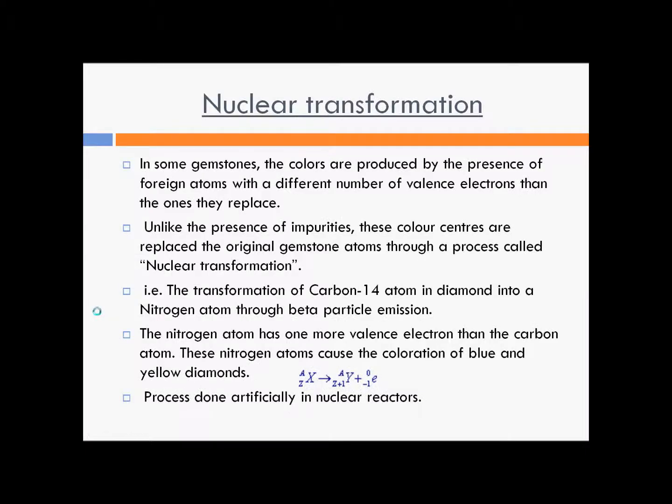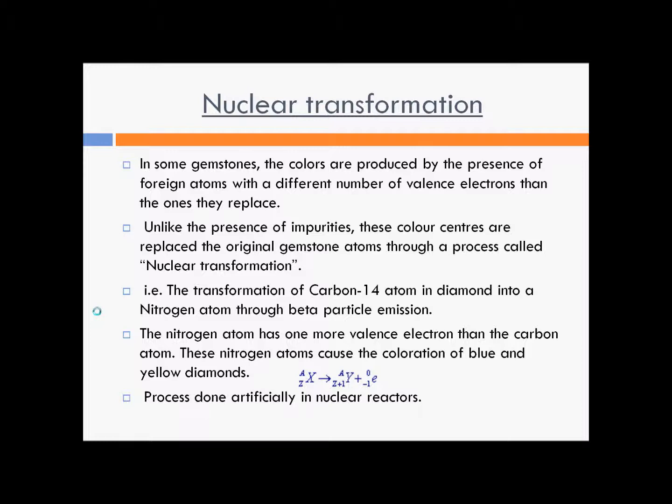Another important procedure for the light that the gemstone reflects is called nuclear transformation. Not all gem colors are produced by transition metals. In some gemstones, the colors are produced by the presence of foreign atoms with a different number of valence electrons than the ones they replace. These foreign atoms are called color centers. Because the replacement atoms have the wrong number of valence electrons, they can supply or receive an electron from another atom by an inter-valence transition.